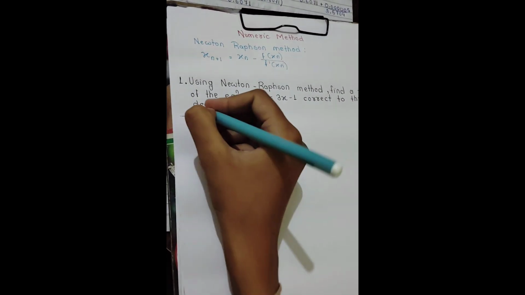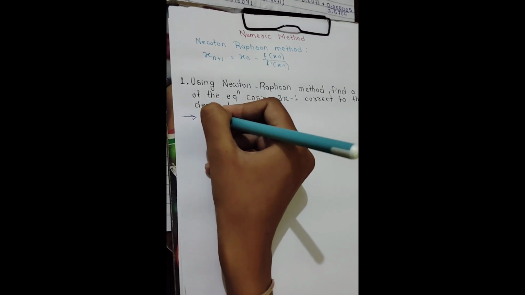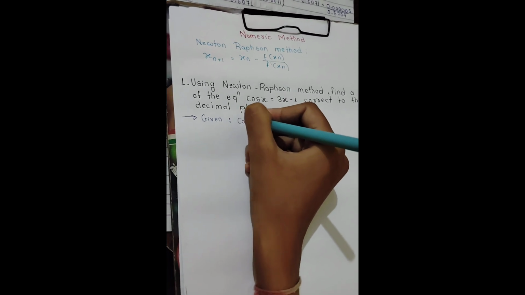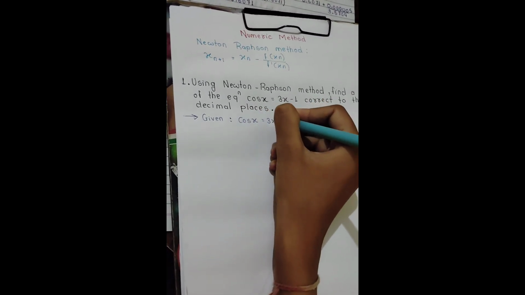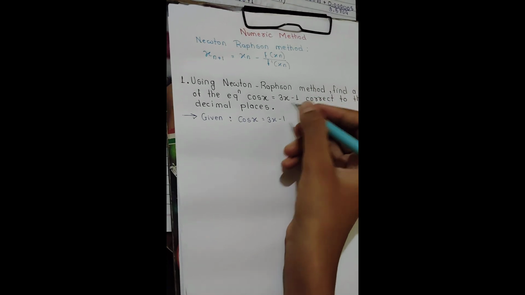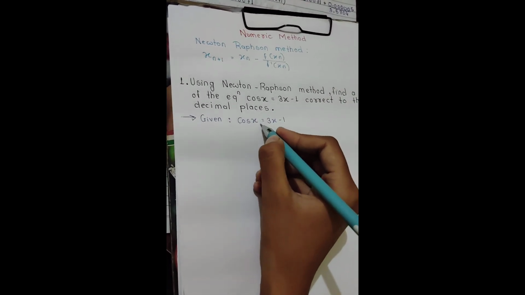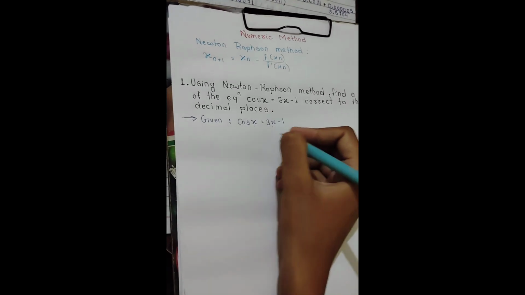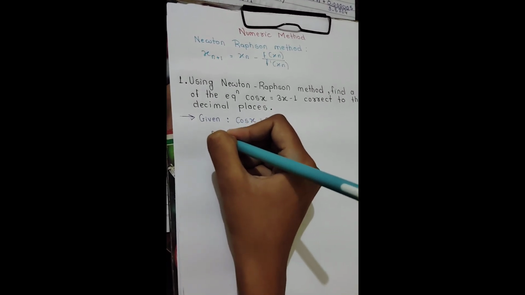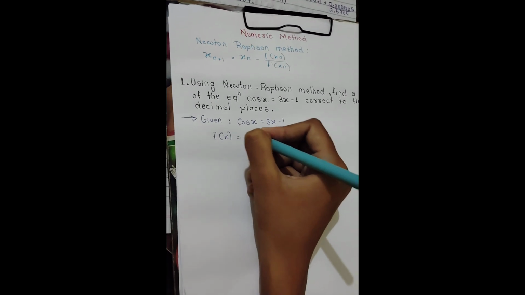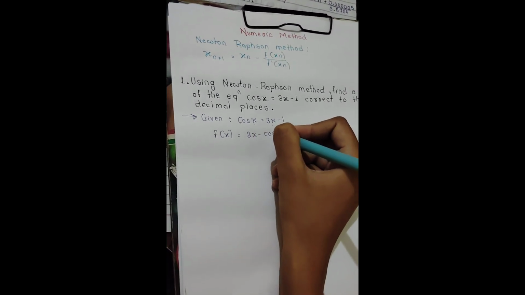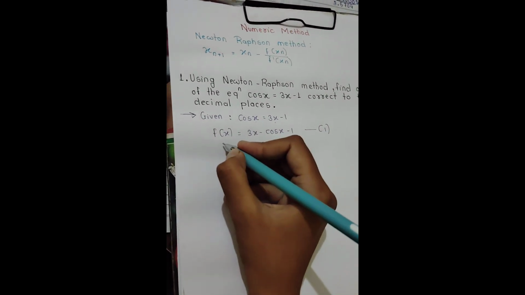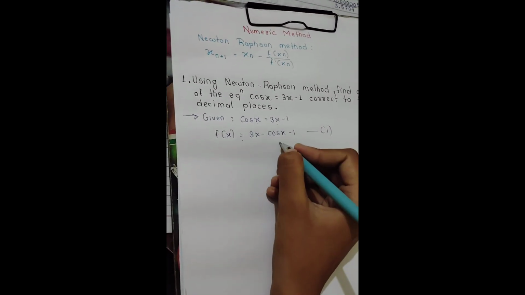Given is cos x = 3x - 1. So what we can do now is shift the cos x next to the 3x. So f(x) will be 3x - cos x - 1. This is our equation 1. Now we have to take the derivative of this.